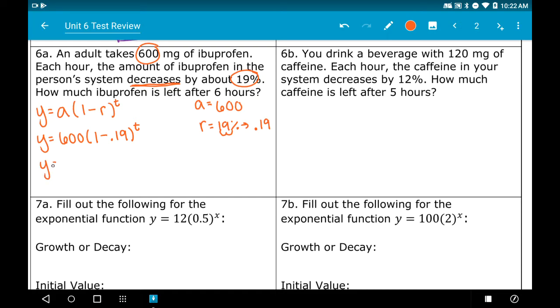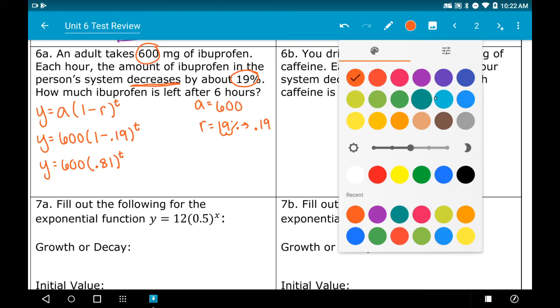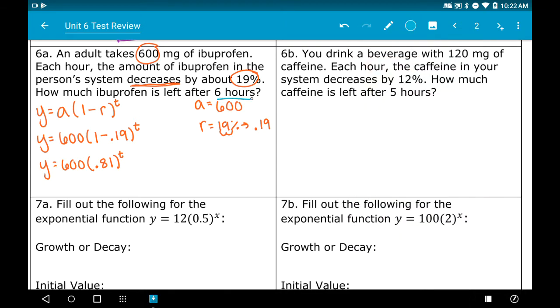And then when we subtract 1 minus 0.19, we get 600 times 0.81 to the power of t. So that's our first part. That's the equation. But now it wants to know how much is left after 6 hours. So that means that our t here is going to be 6 hours. And I replace it. So instead of a t, we're going to have 6 because we're looking for 6 hours.